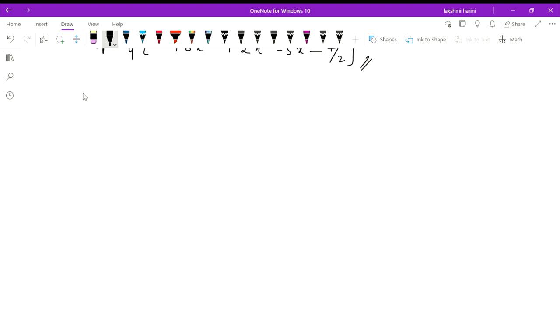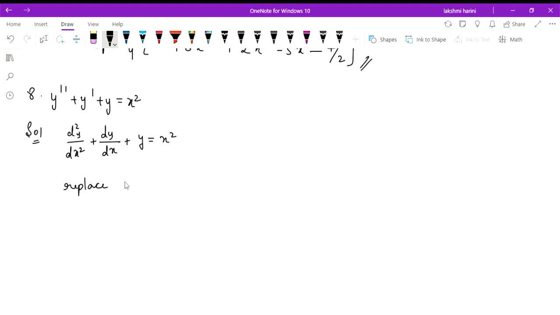Now we start the next problem. The question is y double dash plus y dash plus y is equal to x square. Okay, the solution is, first we write it as d square y by dx square plus dy by dx plus y is equal to x square.